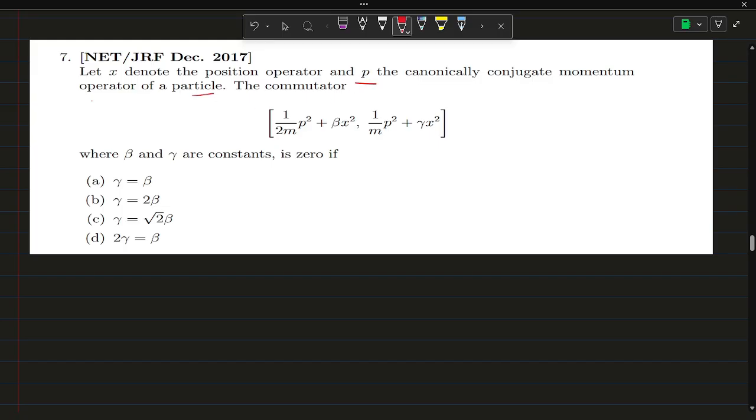of a particle, and the commutator is given by 1 upon twice m p square plus beta x square, and 1 upon m p square plus gamma x square, where beta and gamma are constants. So we have to find the values of beta and gamma such that the commutator will be 0. So let's find the solution.